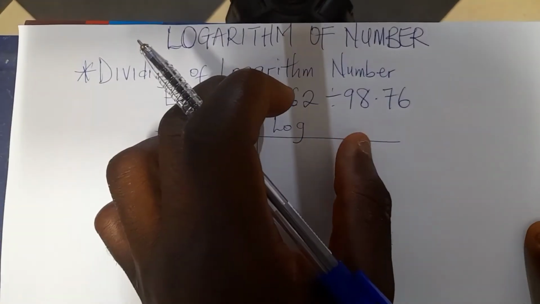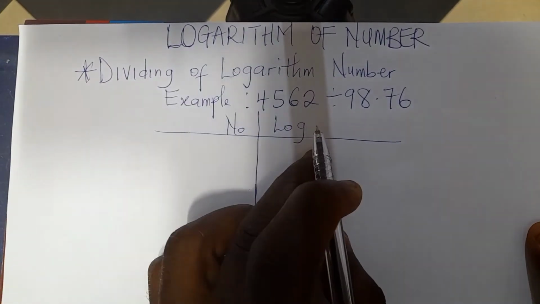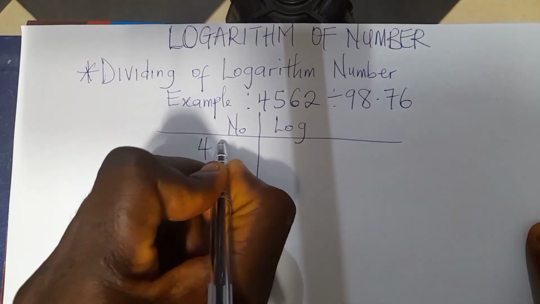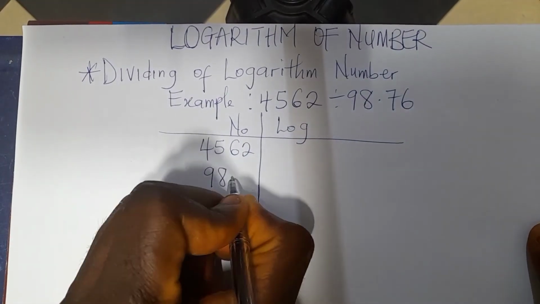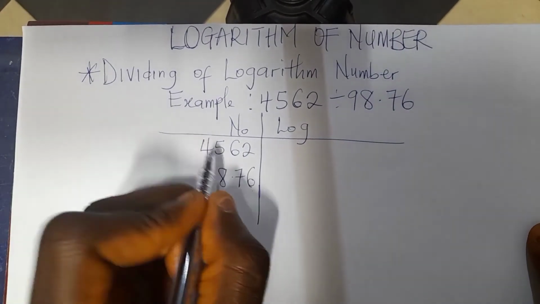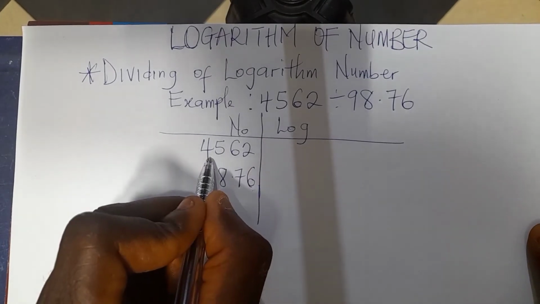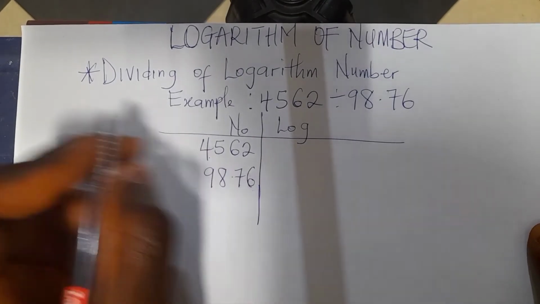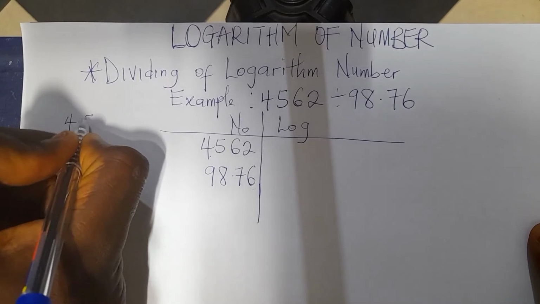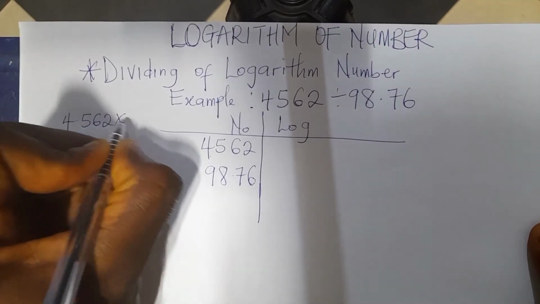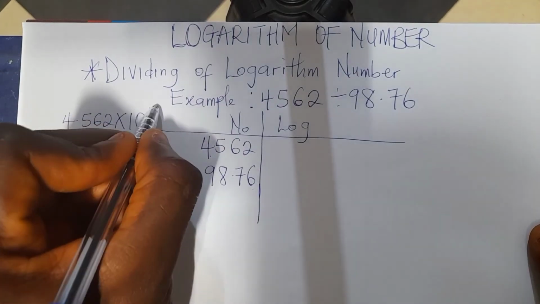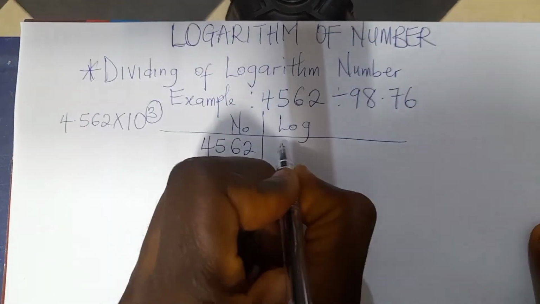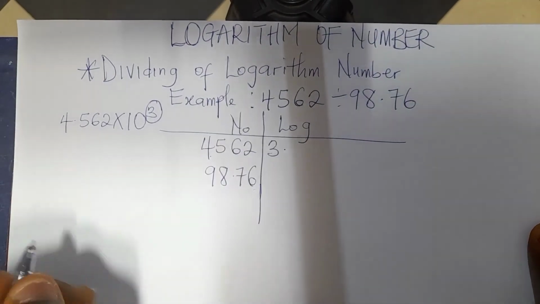Now this is a particular question, so we're going to be solving this. Now we have 4562 and 98.76. I told you guys that you have to take this to standard form. Now it will be 4.562 times 10 raised to power 3. That means you've taken it to standard form. So we are focusing on the power. So this will be 3 point.